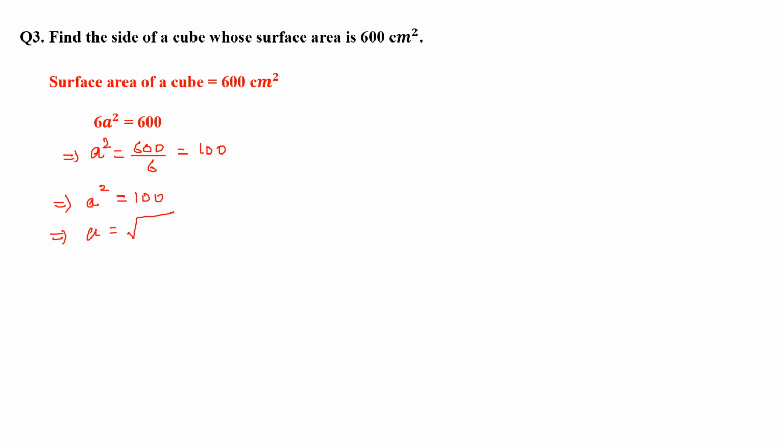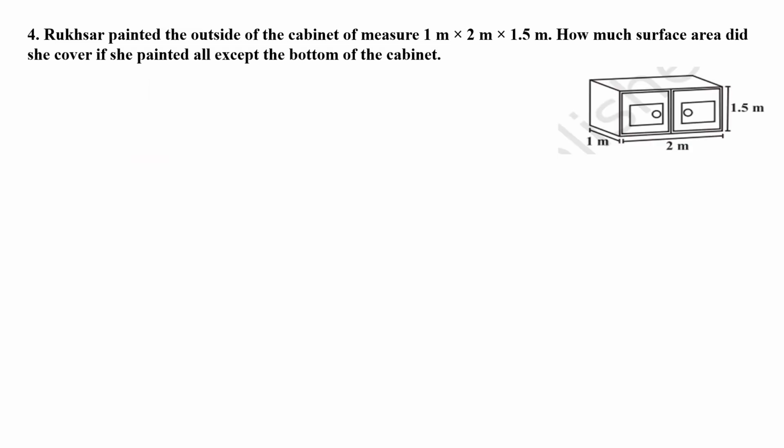A will be root of 100, which will give you 10 centimeter. So from here I can say each side of the cube will be 10 centimeter. Now question number 4. Rukshar painted the outside of a cabinet of measure 1 meter into 2 meter into 1.5 meter. How much surface area did she cover if she painted all except the bottom of the cabinet?